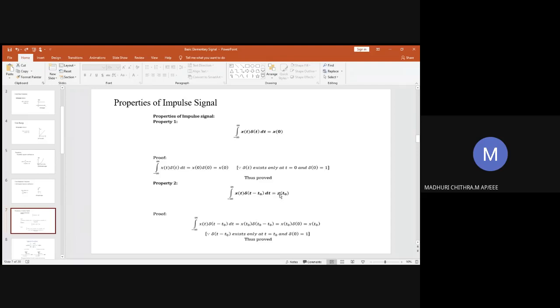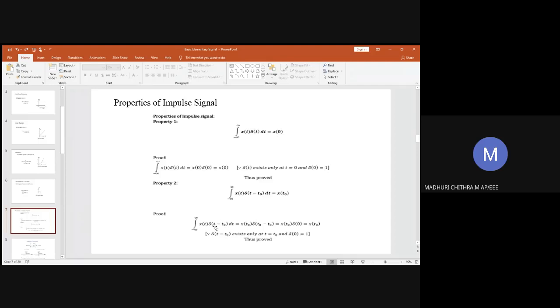Next, by using the shifting property, integration from minus infinity to infinity of x of t del of t minus t naught into dt equal to x of t naught. So how do we get x of t naught? The proof is integration from minus infinity to infinity of x of t del of t minus t naught into dt equal to. Here also we have to choose the value for del of t minus t naught.